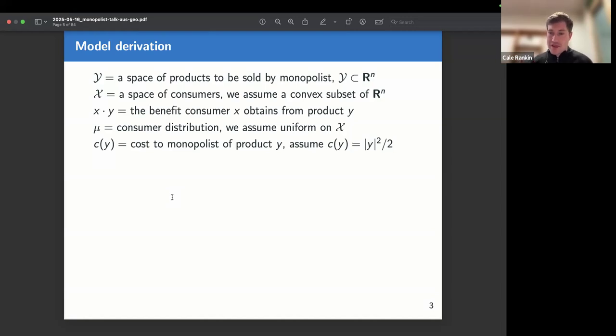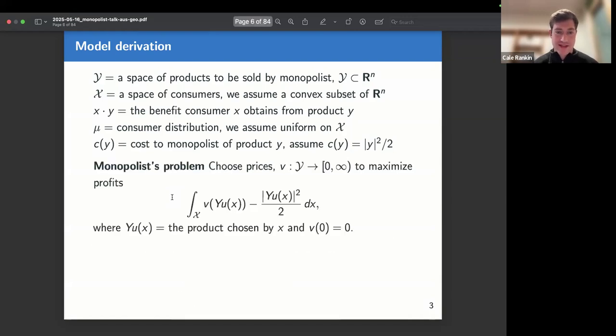And the monopolist, before they sell the product, they have to acquire them. They're going to acquire them at cost C of y. And again, to keep things very simple, I'm going to assume that C of y is y squared on 2. So what is the monopolist's problem? Well, it's to maximize their profit. The profit they get from selling a single product y is the price they sell it for, which is going to be a function v of y, minus the price they paid, y squared on 2.